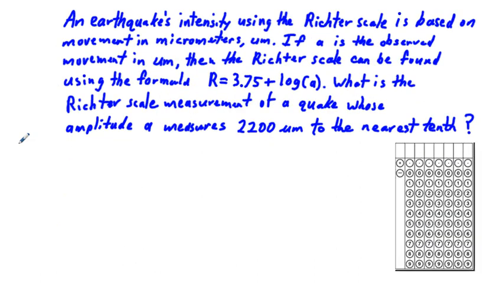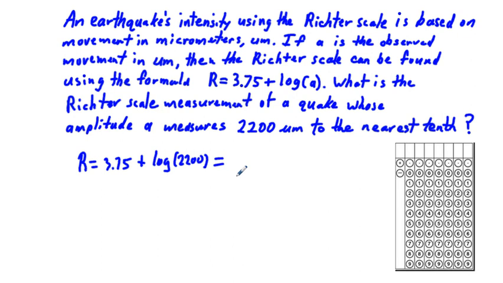Next, earthquake intensity using the Richter scale is based on movement in micrometers. If A is the observed movement in micrometers, then the Richter scale can be found by using the formula R equals 3.75 times log A. What is the Richter scale measurement of a quake whose amplitude A measures 2200 micrometers to the nearest tenth? Well, our formula is R equals 3.75 plus log of 2200.